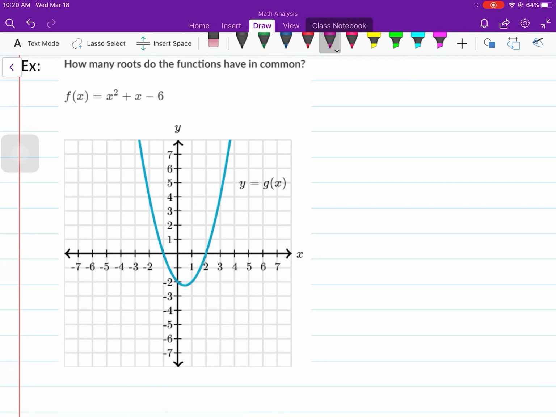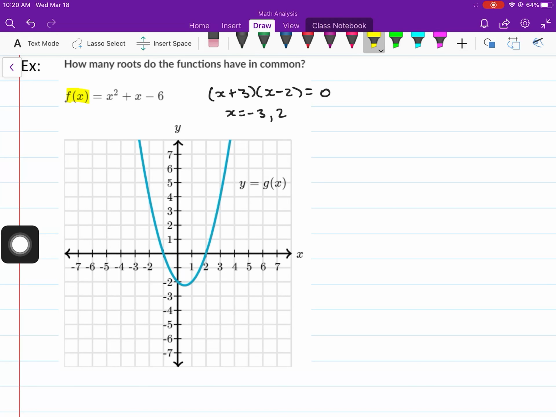And then looking at this one, just because these are so quick, how many roots do the functions have in common? So remember, roots are zeros. So I'm going to look at this one. Let's go ahead and factor that one down. That's x plus 3, x minus 2, set it equal to 0 to find the roots. So x equals negative 3 and 2. So those are the roots for f of x.